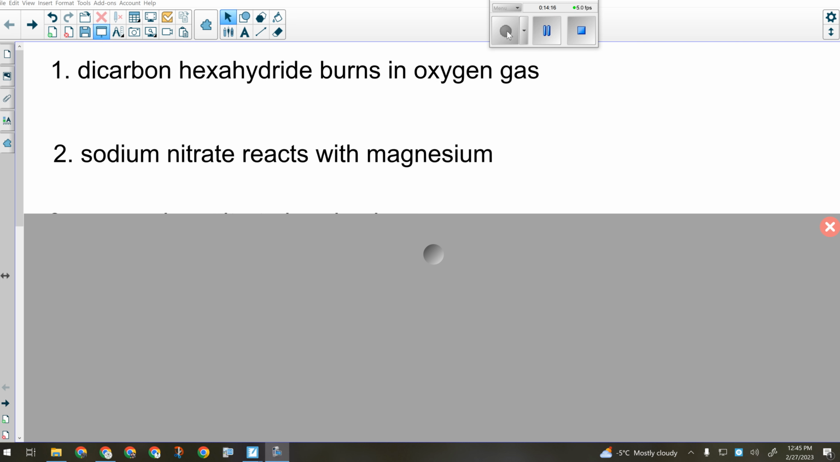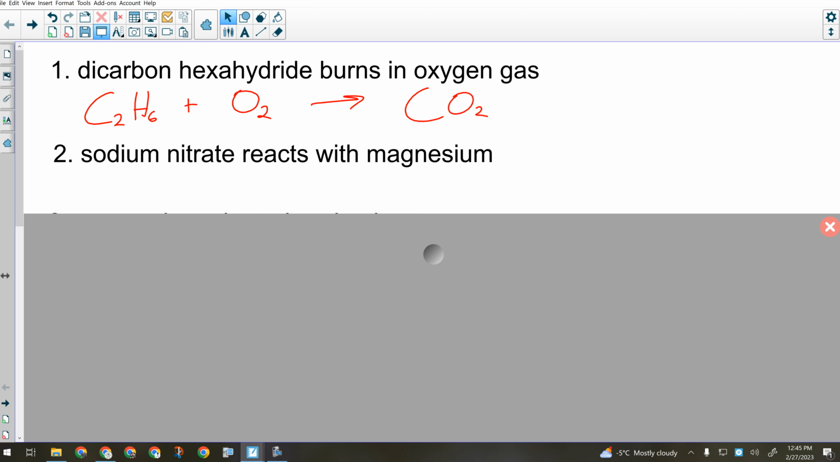Okay, let's have a look at these 2 here. So on our first one we have dicarbon, that's 2 carbons, hexahydride, 6 hydrogens, reacts with or burns in oxygen gas, which is O2. Okay, burns kind of gives it away. What kind of reaction is it? Combustion reaction. Okay, so our products are going to be carbon dioxide and water. Okay, do I need both balancing rules?